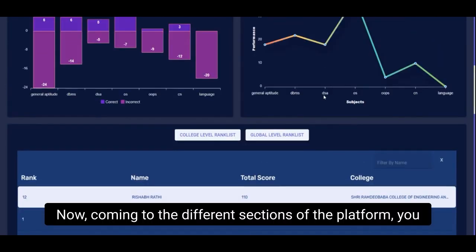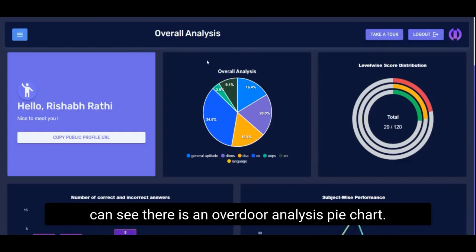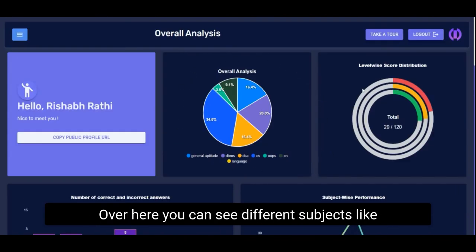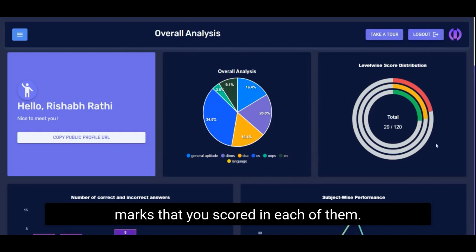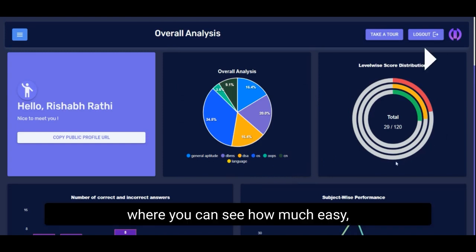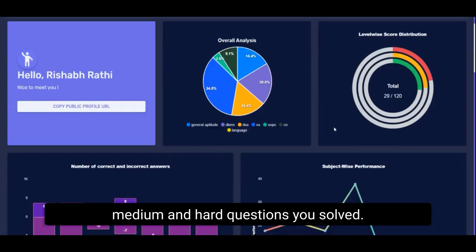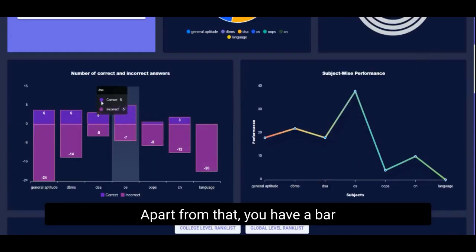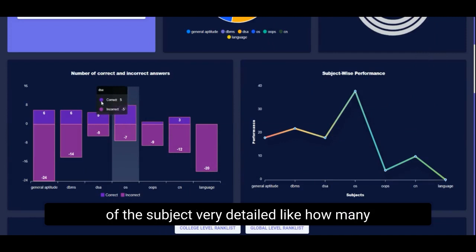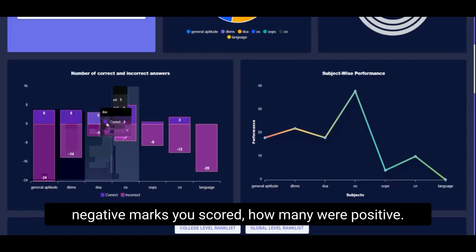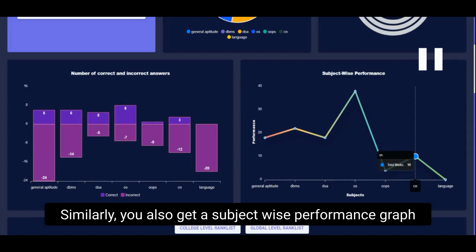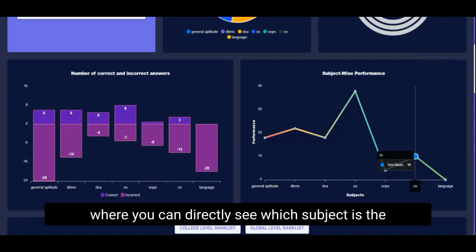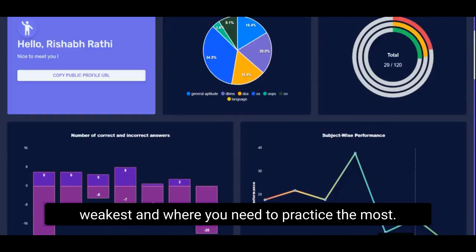Now coming to the different sections of the platform, you can see there is an overall analysis pie chart. Over here you can see different subjects like general aptitude, DBMS, DSA, OS, and the percentage of marks that you scored in each of them. You also have a level wise score distribution where you can see how many easy, medium, and hard questions you solved. Apart from that, you have a bar graph for correct and incorrect answers, so you can judge your preparation for each subject in detail, like how many negative marks you scored and how many were positive. Similarly, you get a subject wise performance graph where you can directly see which subject is the weakest and where you need to practice the most.